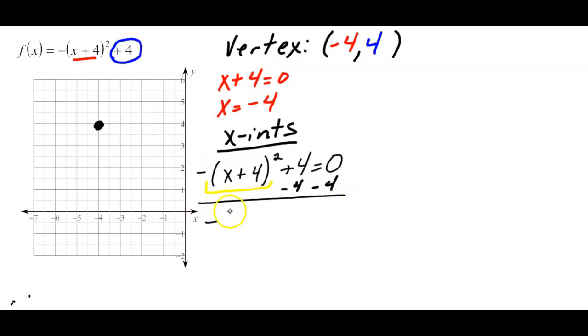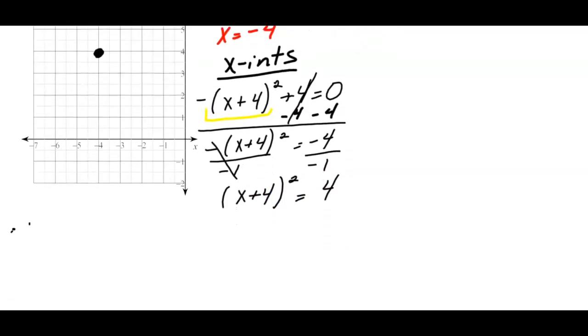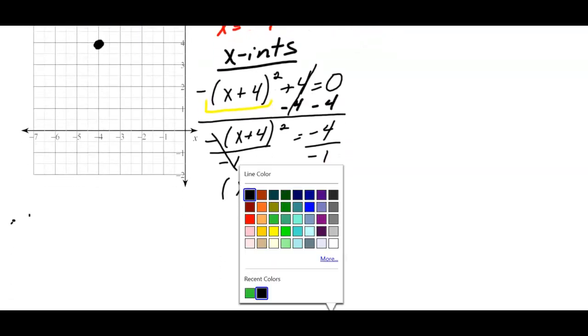So we end up with negative the quantity x plus 4 squared. These are going to cancel, equals negative 4. Okay, it's still not by itself yet because we have a negative out front. So we're going to divide by negative 1. Those are going to cancel. We have the quantity x plus 4 squared equals positive 4. Okay, so now we're ready to solve and take the square root.